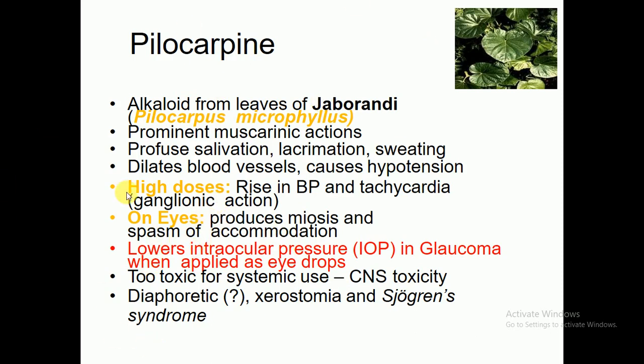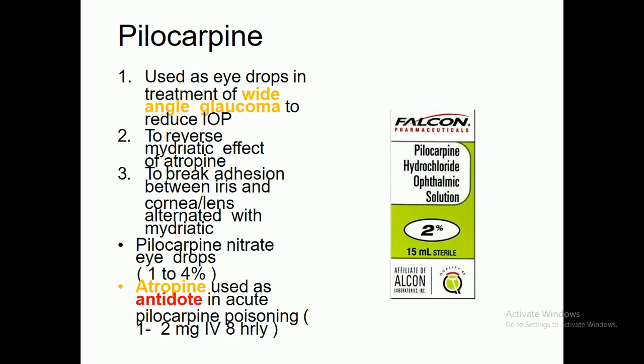If pilocarpine is administered in the eyes, as ophthalmic administration, it will produce miosis and spasm of accommodation. Miosis means reduction of the size of the pupil, and it lowers intraocular pressure in glaucoma when applied as eye drops. It is too toxic for systemic use, especially causing sinus toxicity, central nervous system toxicity, diuretic action, xerostomia, and more syndromes.